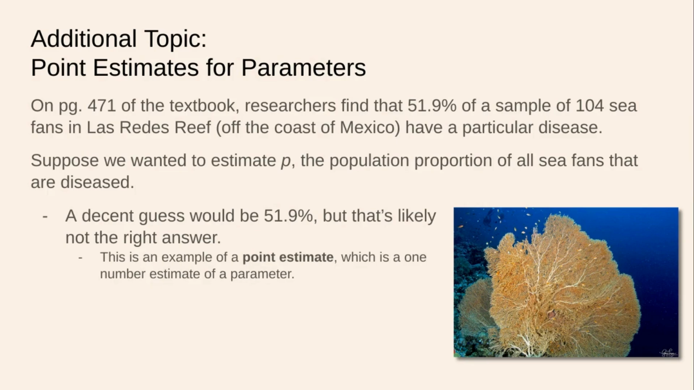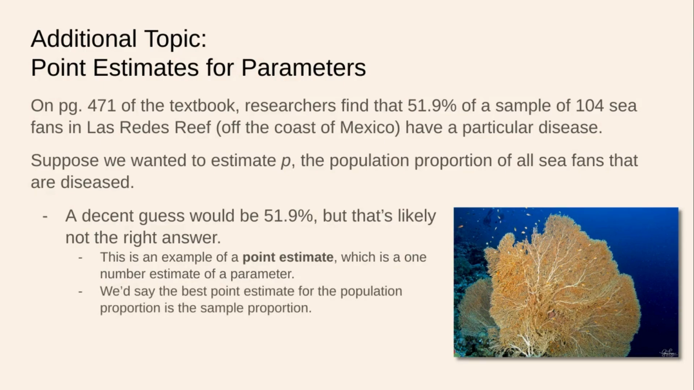This 51.9% is an example of a point estimate. It's a one-number estimate of a parameter. With our information, it's the best we got. We'd say that the best point estimate for the population proportion is the sample proportion. The population proportion is unknowable.